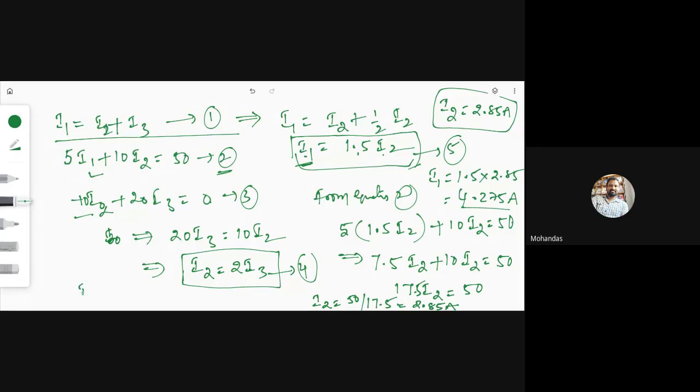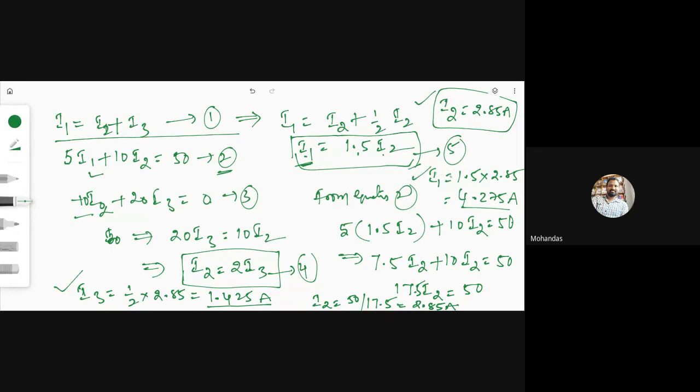I3 equal to 1 by 2 into I2, 2.85. 1.425, sir. 1.425 amperes. So these are the currents. This is the I3 current, this is the I2 current, this is the I1 current.